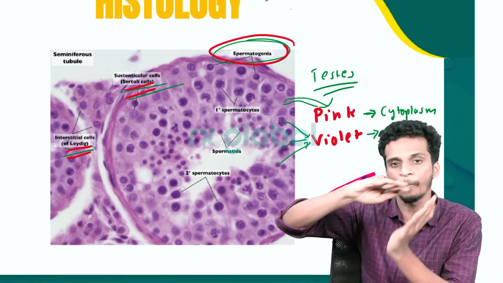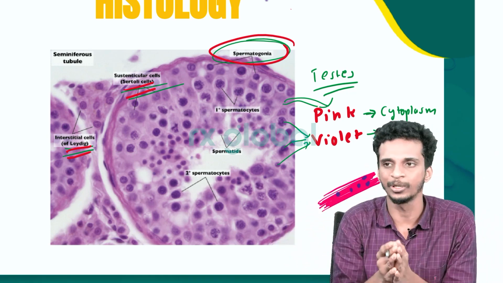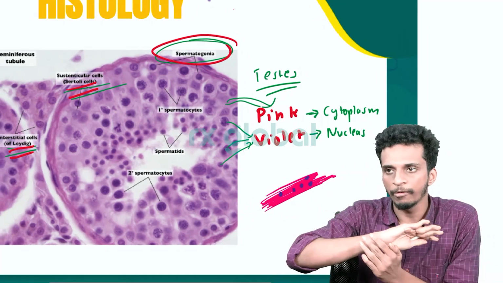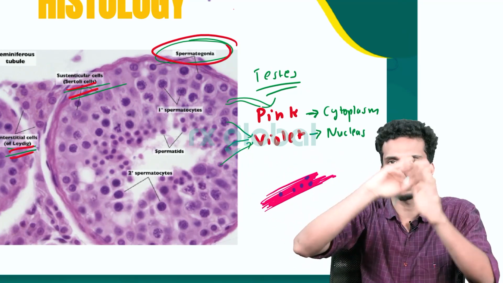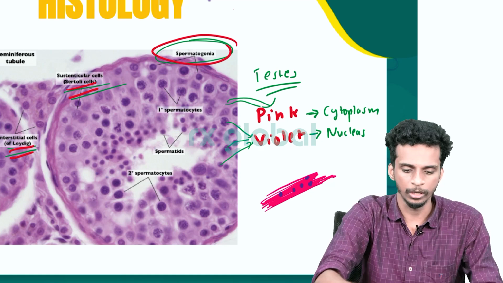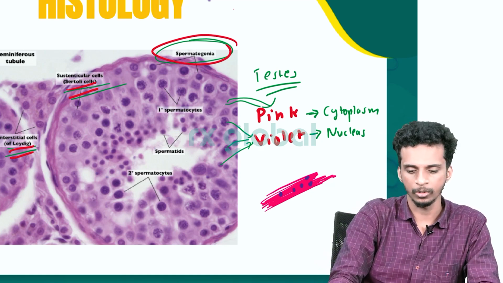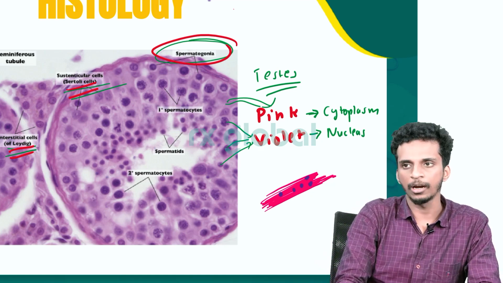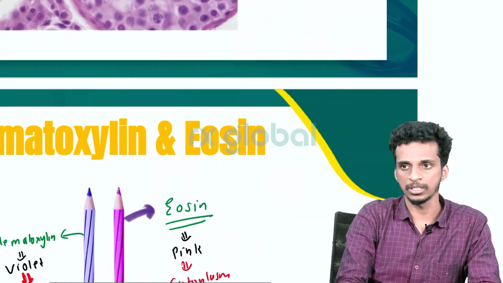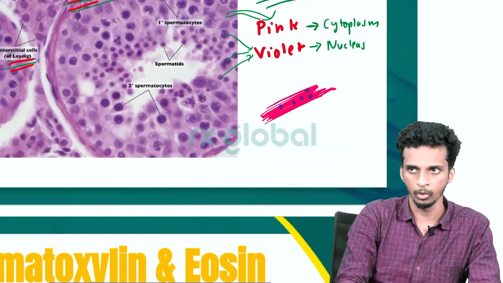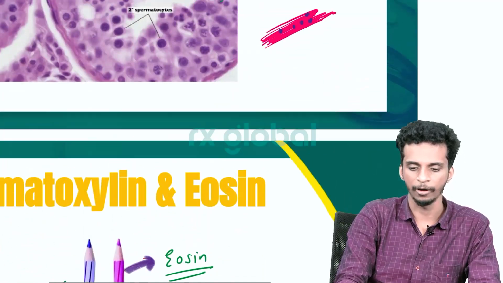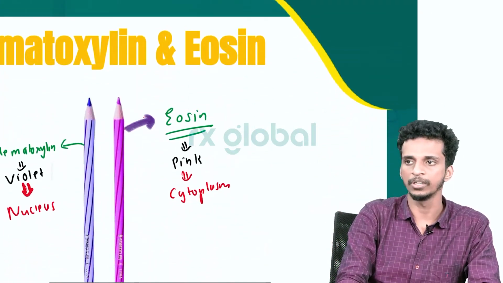You cannot see the proper demarcation at all when you see the actual tissue. It will be a pinkish background, because cytoplasm is the larger area. So I'll be drawing the pink color with my eosin, which stains the cytoplasm pink. And I'll draw my nucleus with the hematoxylin pencil, which is violet in color.